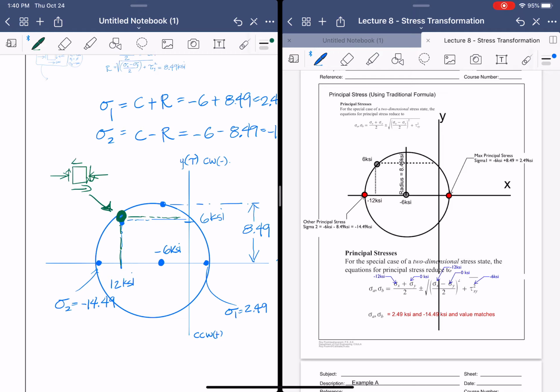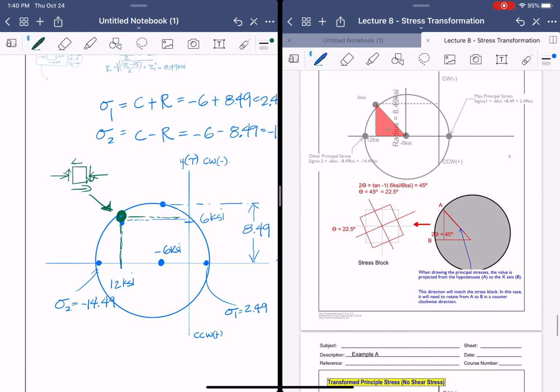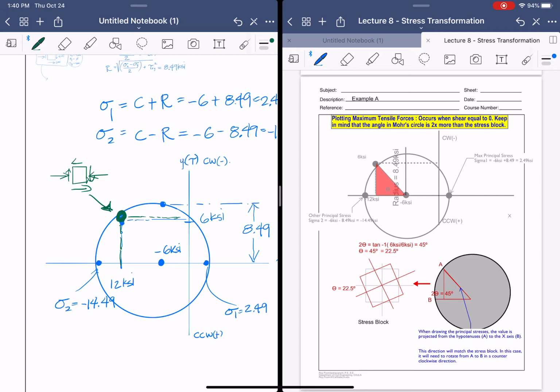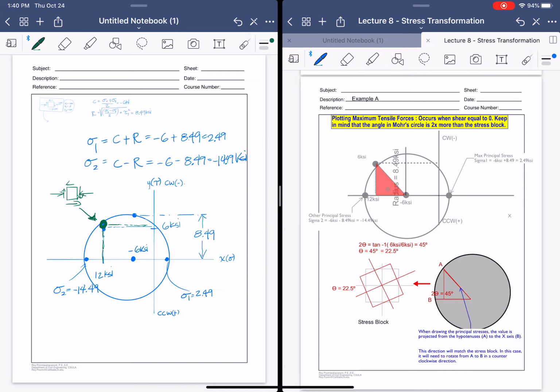Okay, and we've located our maximum principal stresses here and calculated that out. All right, so now we're going to be focused on plotting our tensile forces. Okay, so now what we do is we're going to take this.